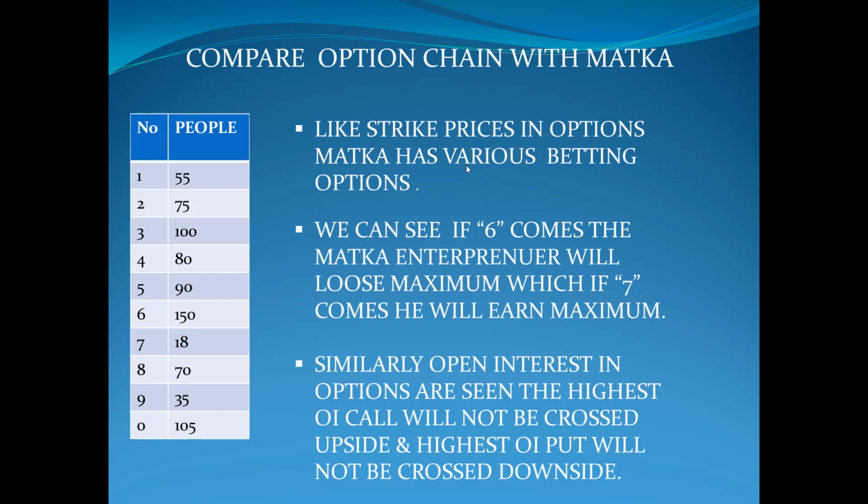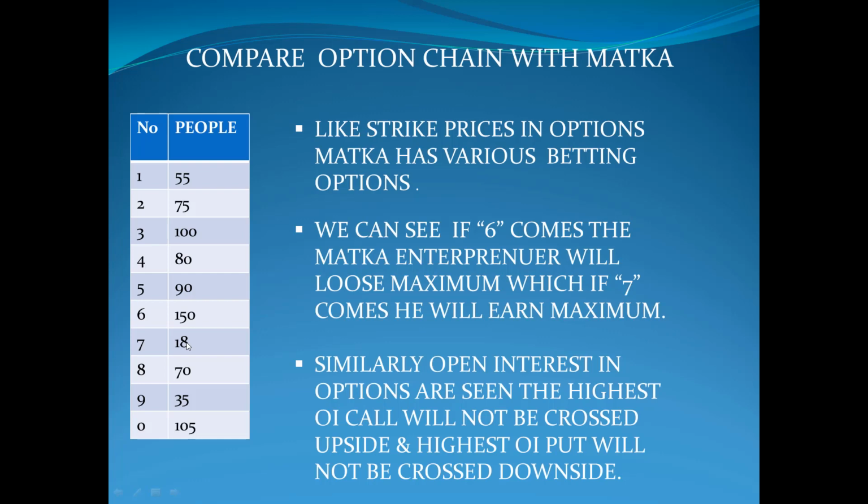Like strike prices in options, matka has various betting options. Here you can see that on number 6, most of the people have bet, whereas the least people have bet on number 18. So the person who runs the matka, the entrepreneur of the matka, will have more losses when number 6 comes, because he will have to give a payout of a huge amount, whereas he will have more profit when number 7 comes. His payout will be very less because only 18 people have bet on it.